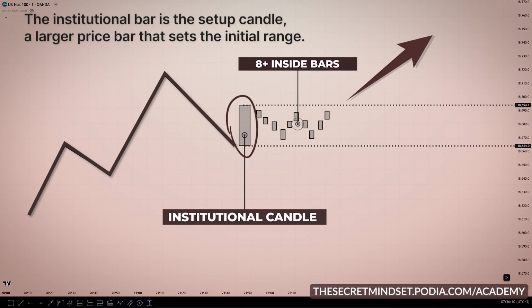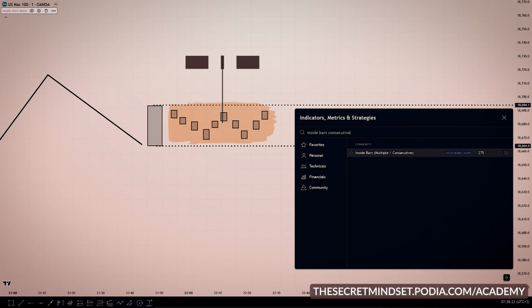The institutional bar is the setup candle, a larger price bar that sets the initial range. Inside bars are the following smaller bars that form within the high and low of the institutional bar. When you see 8 or more inside bars, it shows the market is consolidating. I use this indicator to find inside bars.